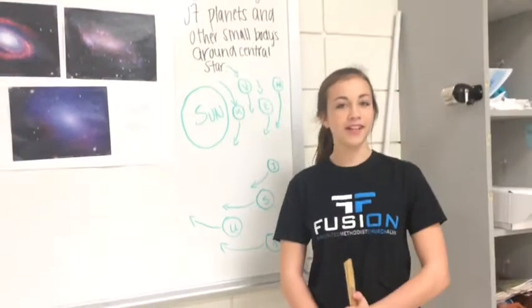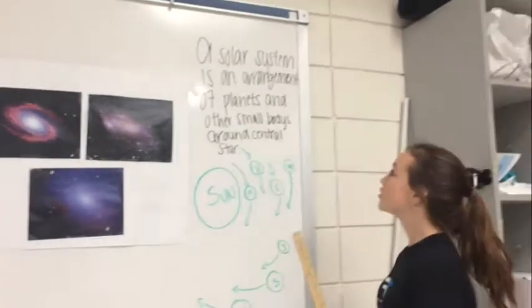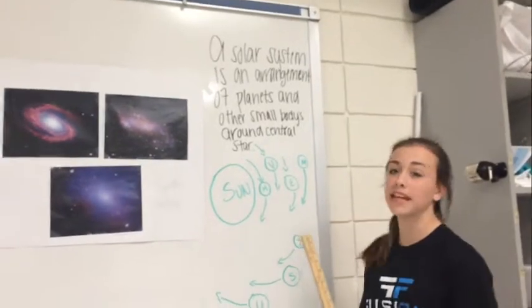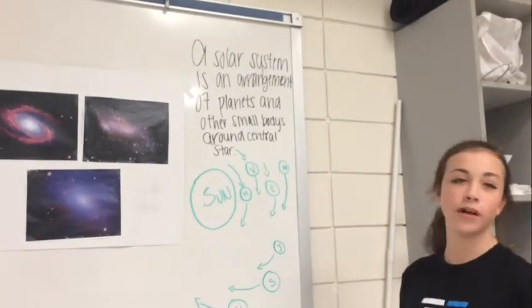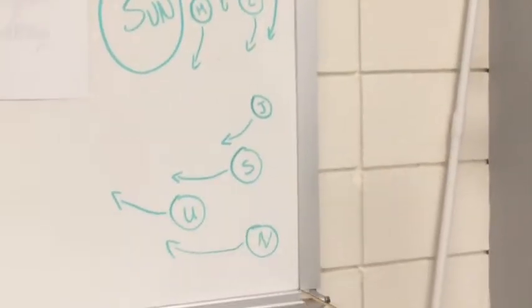I'm Allison Rumker, and today I'm going to be talking about the galaxies and the solar system. A solar system is an arrangement of planets and other small bodies around a central star. Here's the Sun, Mercury, Venus, Earth, Mars, Jupiter, Saturn, Uranus, and Neptune. Over here we have the galaxies.